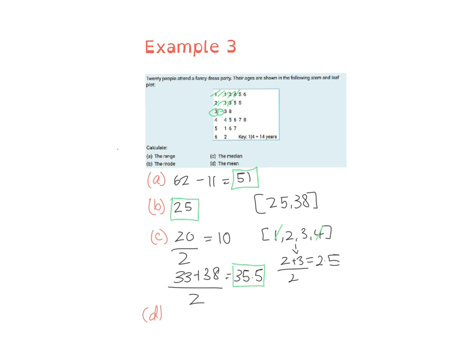So then D is the mean. And to find the mean, you're just going to add up all the values in this graph here, make sure that you have 20, and then you divide that answer by 20. So if I add all them together, I get 735 divided by 20, so making the mean 36.75.